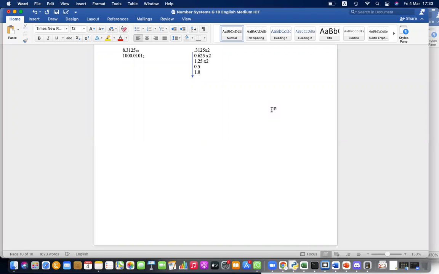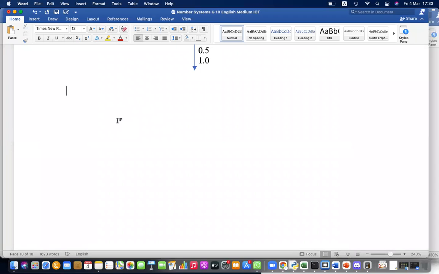Topic number 1 today, we are going to discuss converting any other number system to the decimal number system. So please write down the heading: Converting any other number system to decimal numbers.